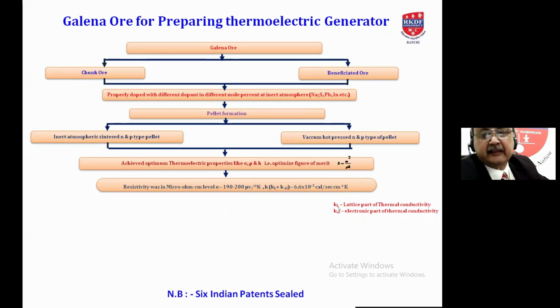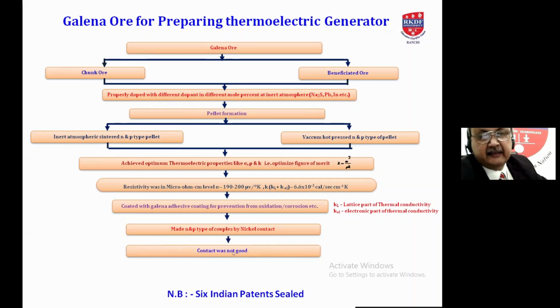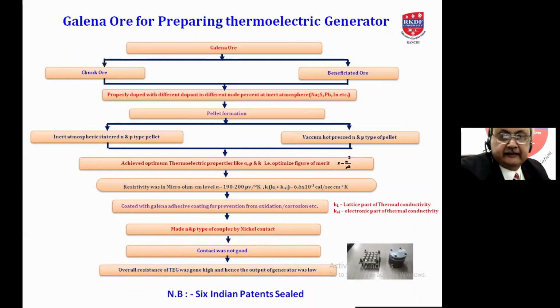The thermal conductivity has two parts. One is KL, the lattice part of the thermal conductivity, and KEL is the electronic part of the thermal conductivity. Then we coated this pellet with galena adhesive coating for prevention of oxidation and corrosion. Then we made N and P type couples by nickel contact. Contact was not very good, so the resistance went up and the output of the generator was very low.